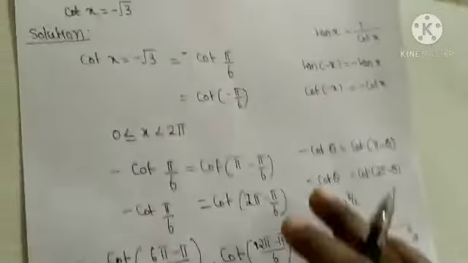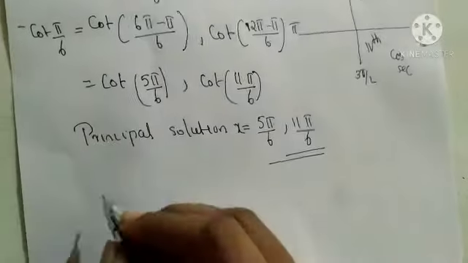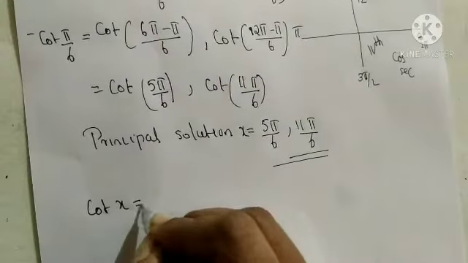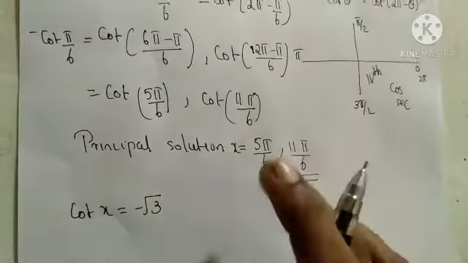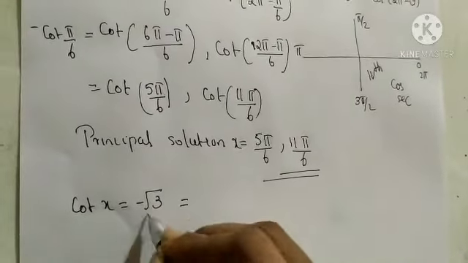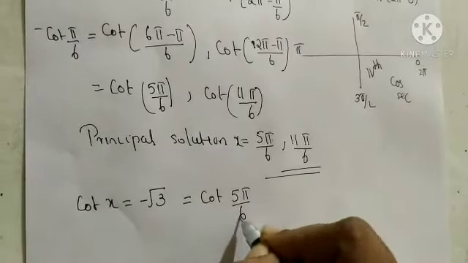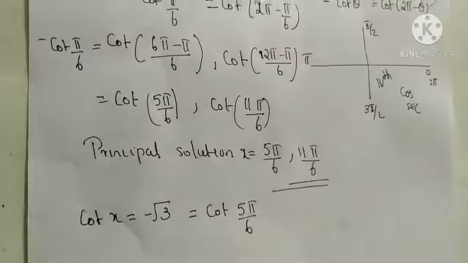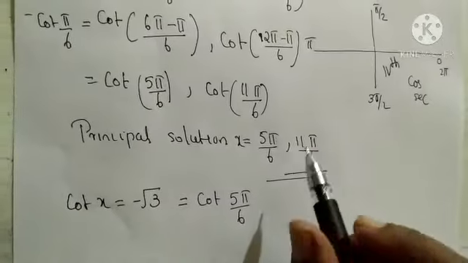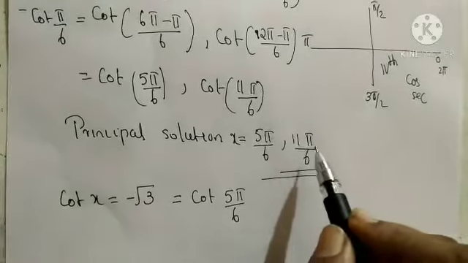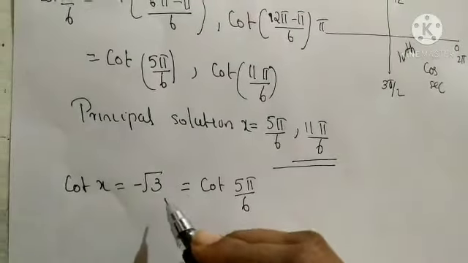Okay, so in the next question we need to find the general solution of cot x equal to minus root 3. Here we get this is equivalent to cot 5 pi by 6. Take the smallest angle. So 5 pi by 6 is the smallest angle compared to these two angles. So cot pi by 6 is equivalent to the minus root 3 value.